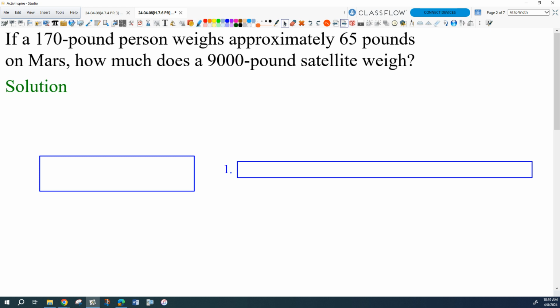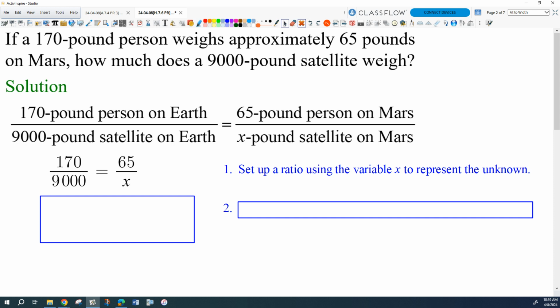We could set up a proportionality here where we could say something like, okay, if we take the ratio of the two weights on Earth would have to be the same as the ratio of the two weights on Mars, wouldn't it? So if the ratio of the weight of the person to the satellite on Earth, if the person is 170 pounds and the satellite is 9,000 pounds, even though those values are going to be changed because gravity is different on Mars, the ratio should be the same, right? So we could set up the ratio 170 over 9,000 equals 65 over x, where x is the unknown. That's the weight of the satellite on Mars.